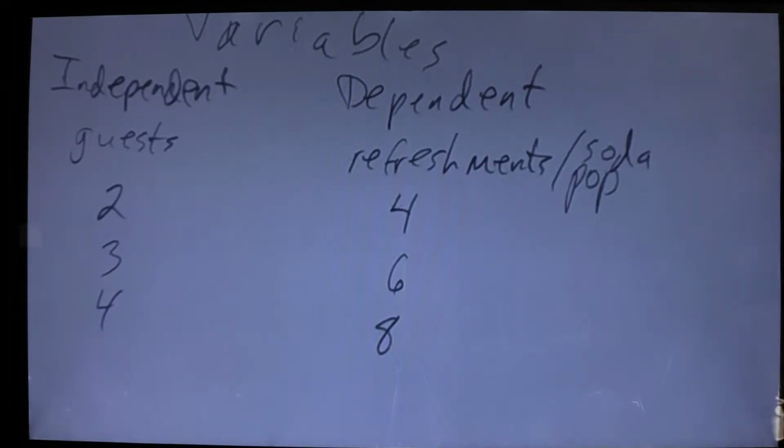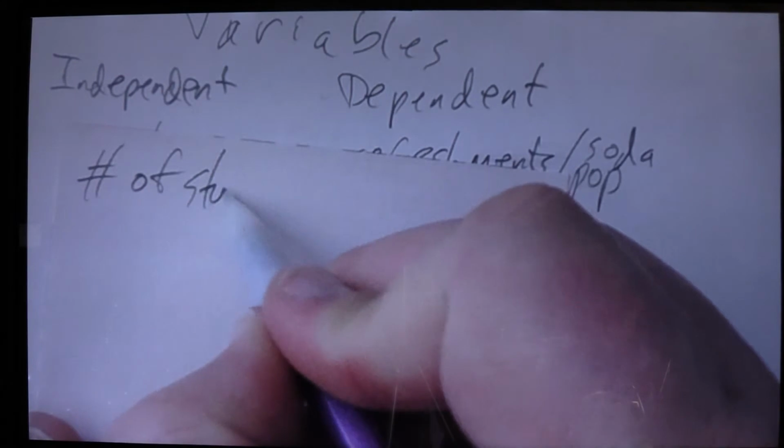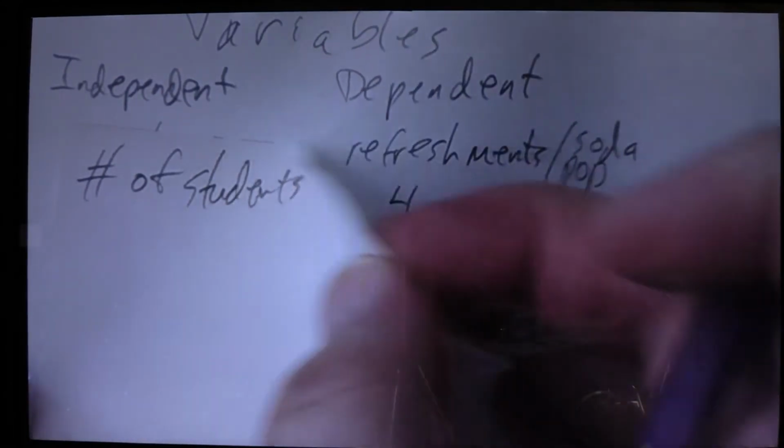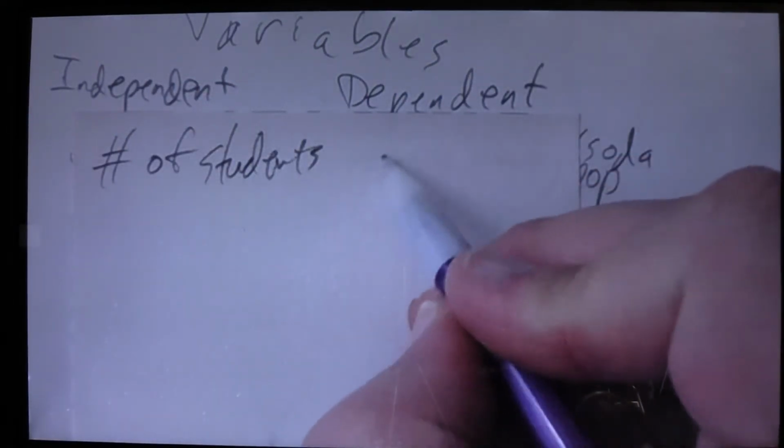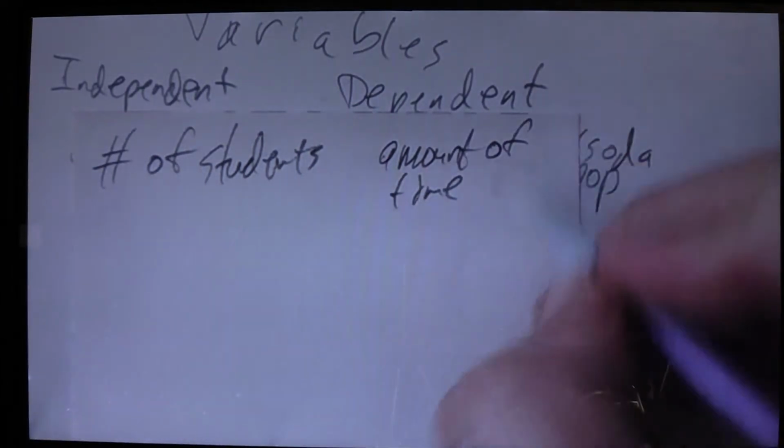Now, let's look at another relationship. Let's say that in this situation, we're talking about the number of students and how much time I can spend on each student. So I'm going to change this. Independent, it's going to be the number of students. And my dependent, let me go ahead and readjust this. My dependent is going to be the amount of time I could spend per student.